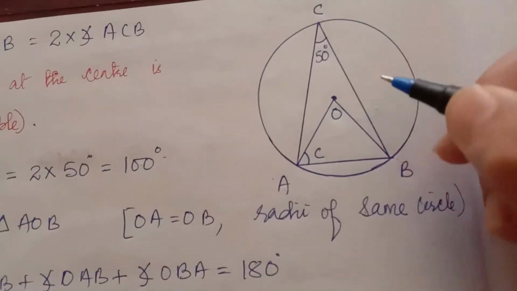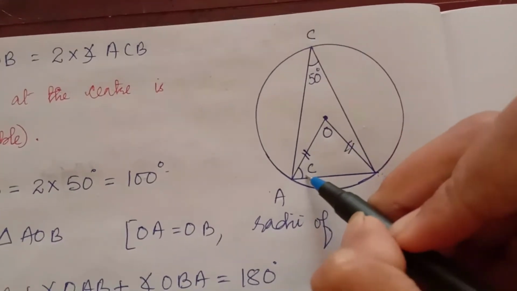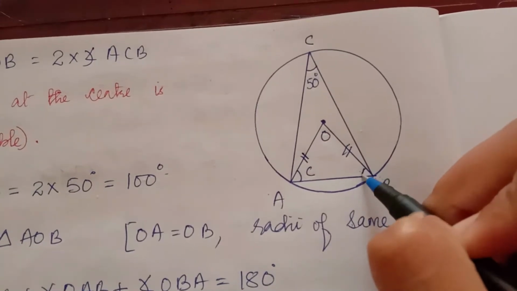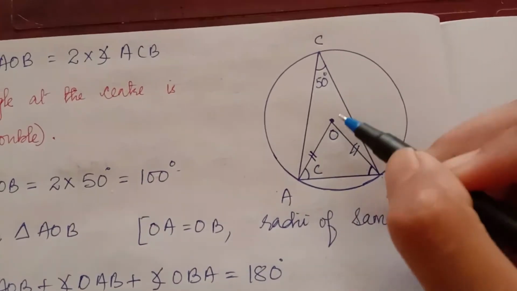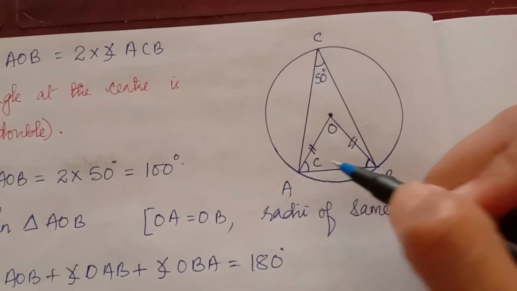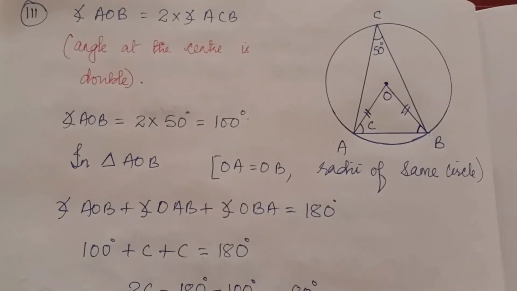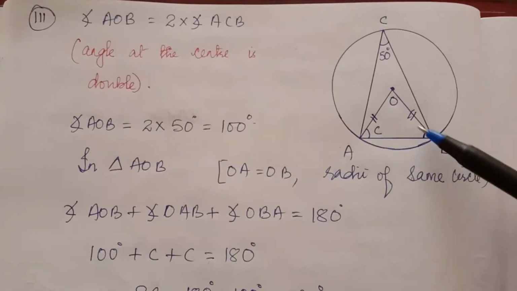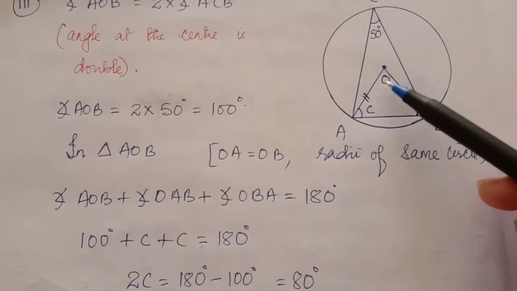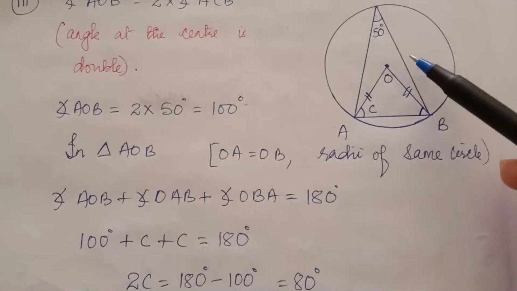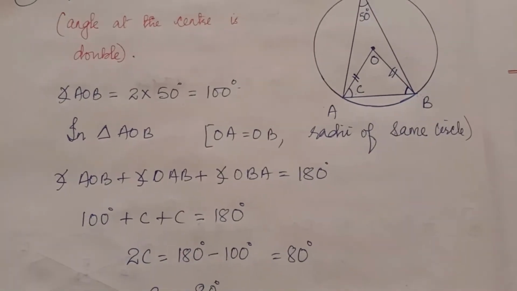Now OA and OB are radii of the same circle. They are always equal. So these two angles are equal. That means this is also angle C. And this angle just now we got 100 degree. Now we will consider this triangle OAB and we will find these two angles. OA and OB are equal because they are radii of the same circle. AOB means this angle, OAB means this angle, and OBA means this angle. The sum of these angles is 180 degree.